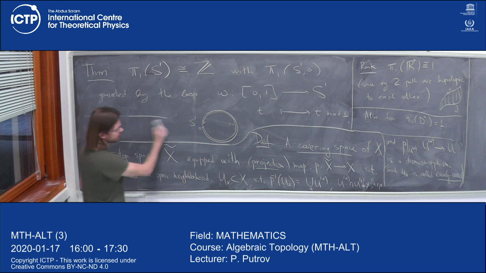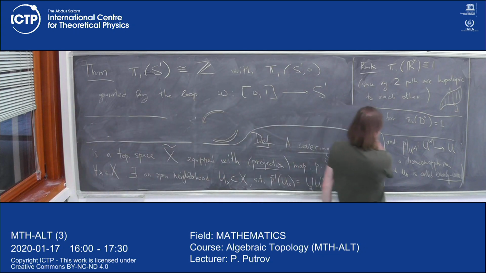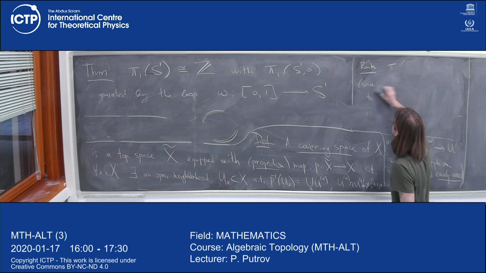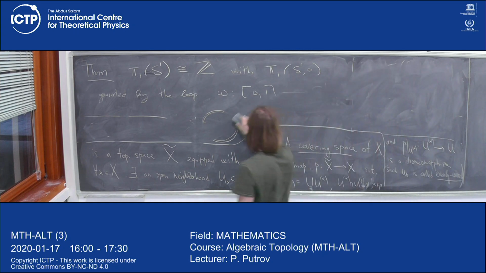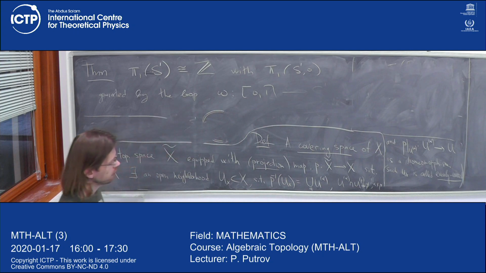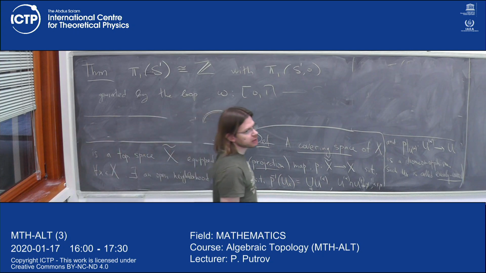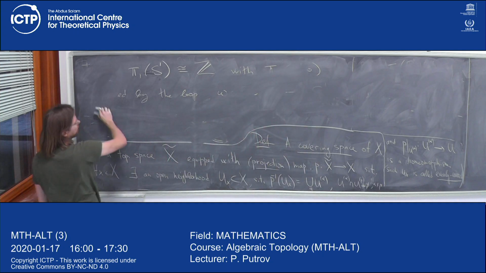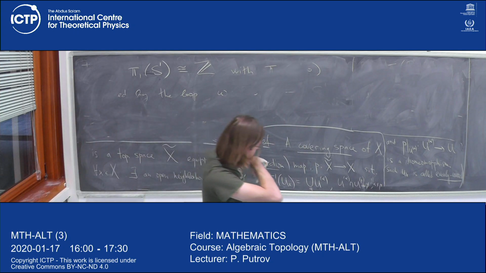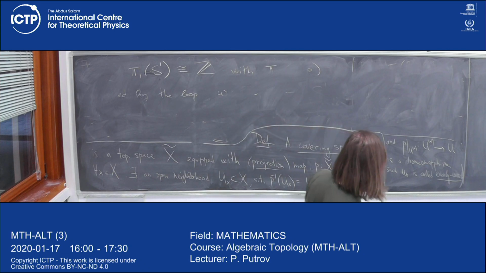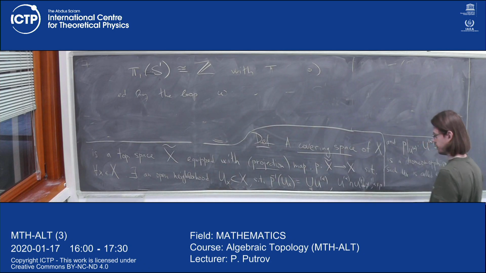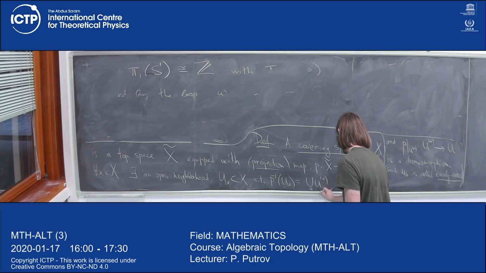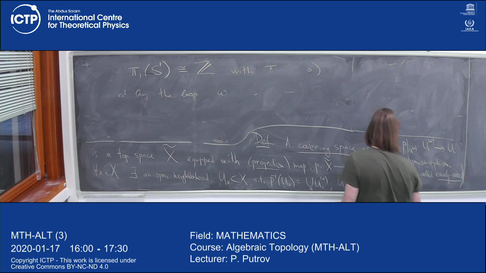It's a long definition, but it means something quite natural. Is the family arbitrary, not countable or something? No, not specified. And the map from U_alpha to U_x is a homeomorphism. Yes, maybe I need to put x everywhere. Thanks.